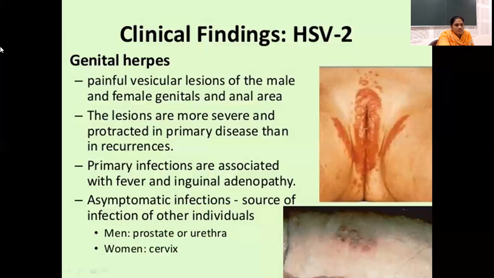So HSV type 2, genital herpes: painful vesicular lesions of the male and female genital areas and the anal areas. The lesions are more severe in the primary disease than in the recurrences. Primary infections are associated with fever and inguinal adenopathy. Asymptomatic infections are a source of infection for other individuals. The cervix in women and the prostate and urethra in men are involved.